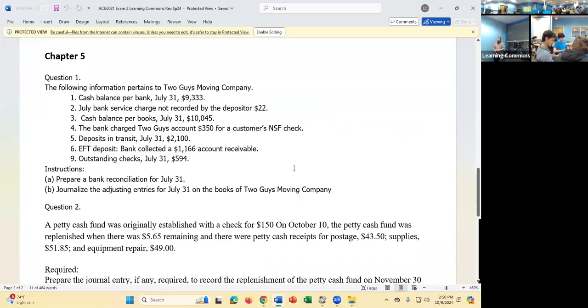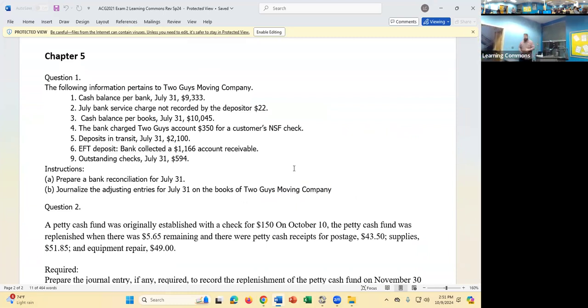The first part here is a bank reconciliation. So go ahead and take a moment and see if you can figure that one out. Am I good to erase? Anybody need any of this?